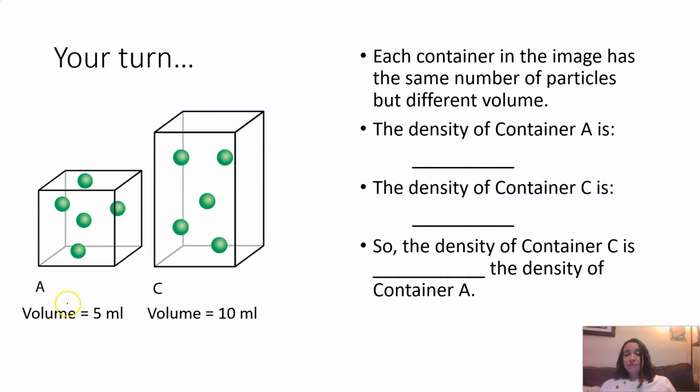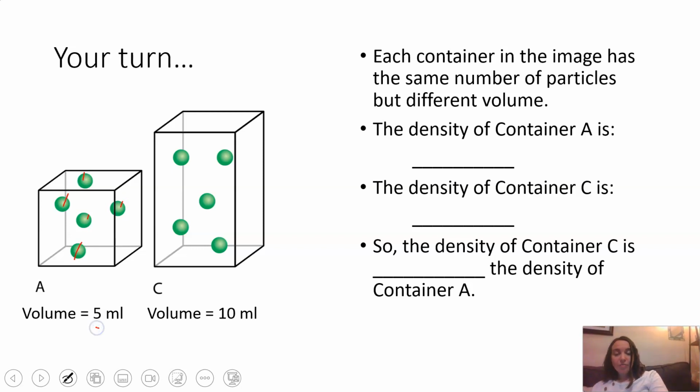All right, let's see if you can try this next one. There are 2 containers. Each container in the image has the same number of particles, but they have a different volume. What's the density of container A and container C, and can you compare them? Let's do container A first. Container A has 5 particles in a volume of 5 milliliters. 5 divided by 5 equals 1.